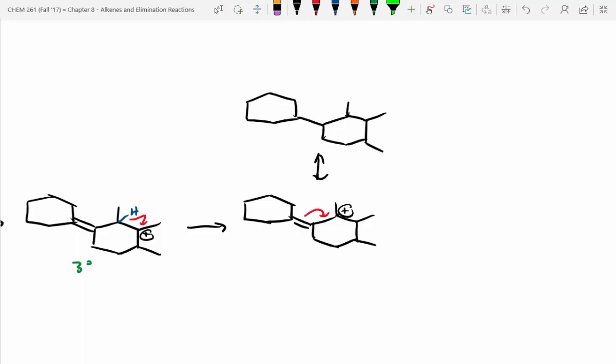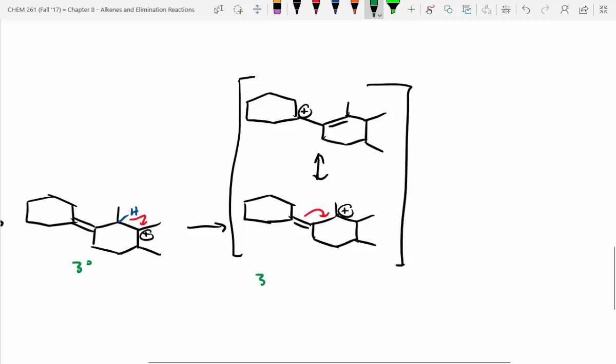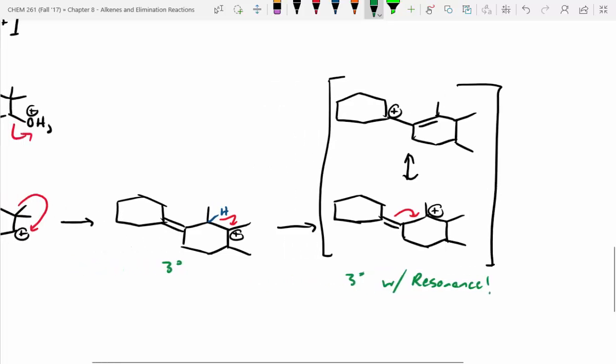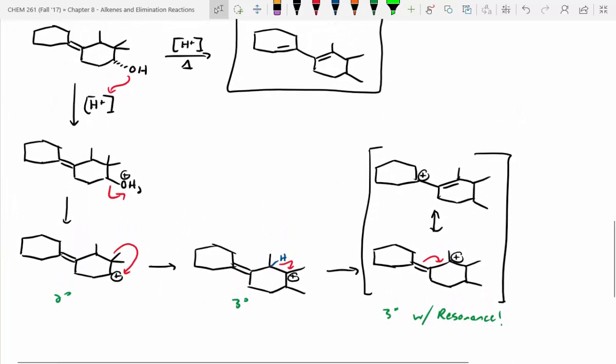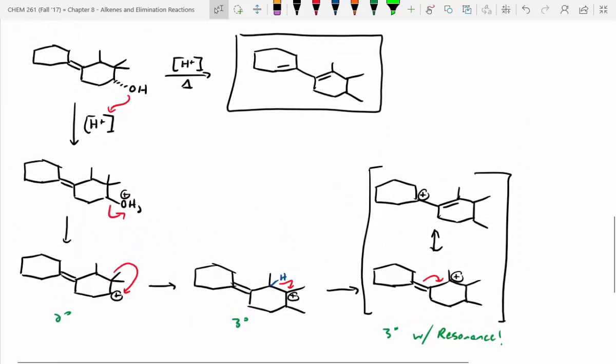Which would give us our double bond right there and our cation right there. So we know this is possible because this is tertiary with resonance. Does that make sense? All right. If we look at our final product, we're almost there. What do you think the last step's going to be?